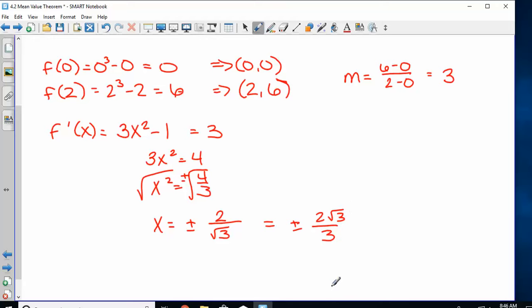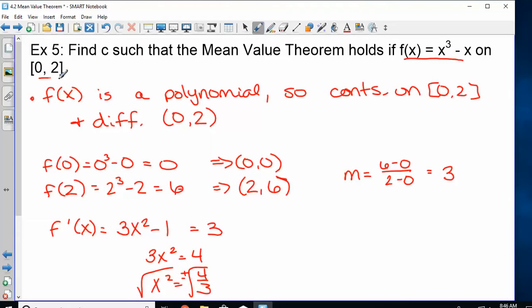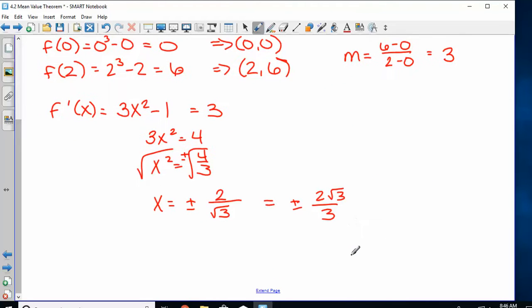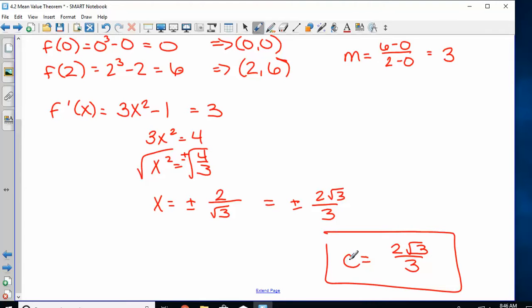Okay. I asked you to find the number c in the interval. Do I have 2 numbers? I have 2. Do I want both of them? I only asked for numbers between 0 and 2. So my c is only the one between 0 and 2, which in this case is just the positive. So sometimes they might both work, sometimes only one of them will work. You just have to pay attention to the interval.